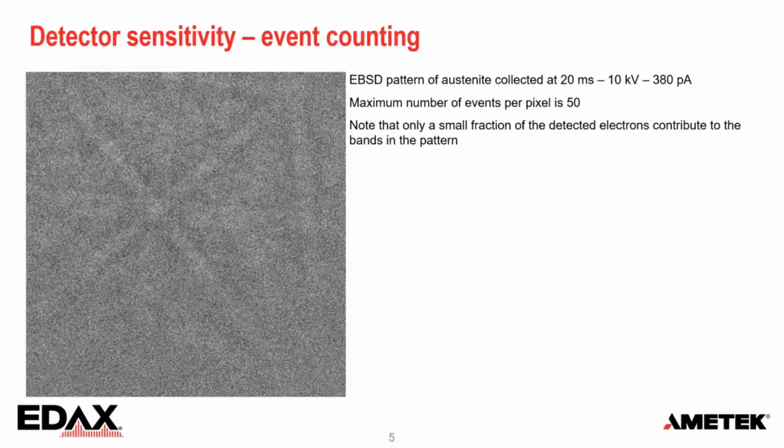What's important to realize here is that only a small fraction of all the detected electrons actually show the bands in the pattern. Most of the signal that hits the detector is background from electrons that are not diffracted in the crystal in your sample.